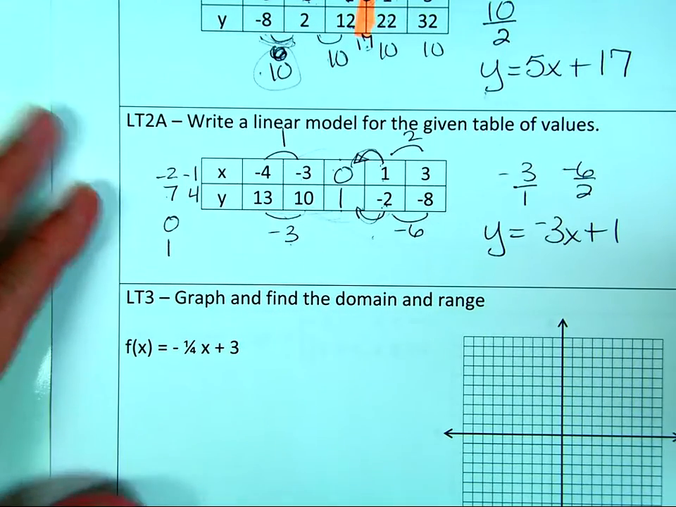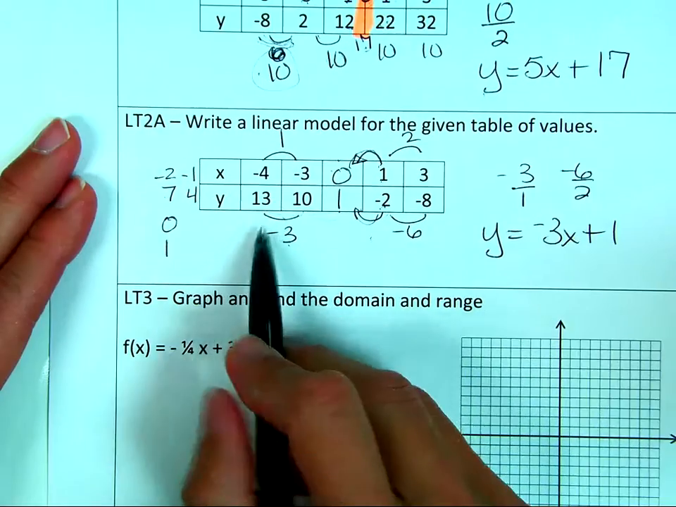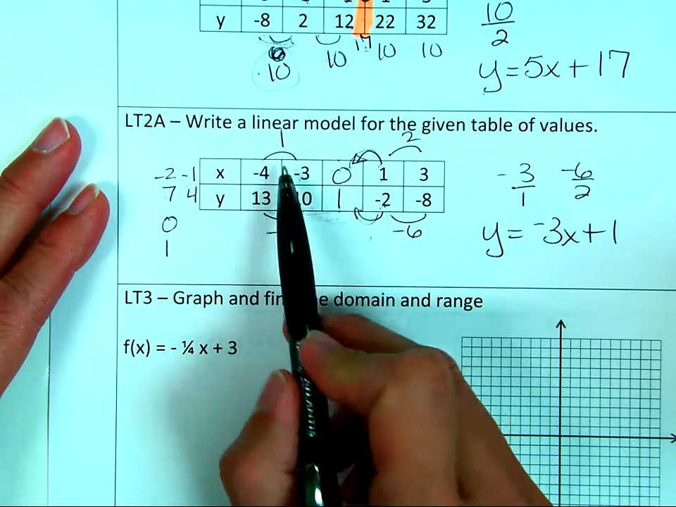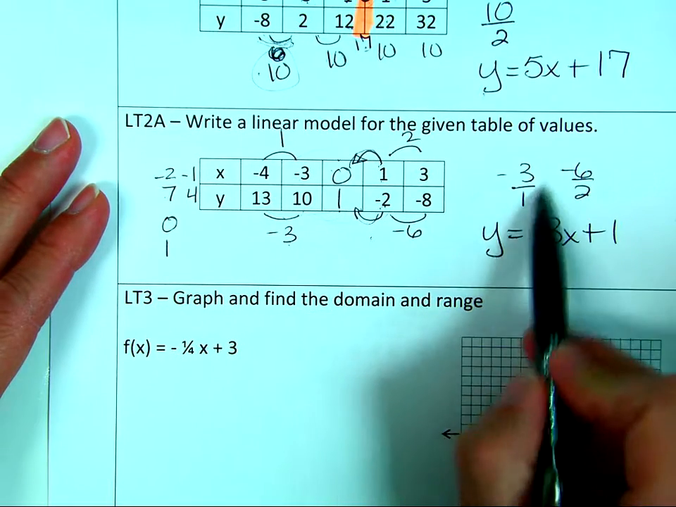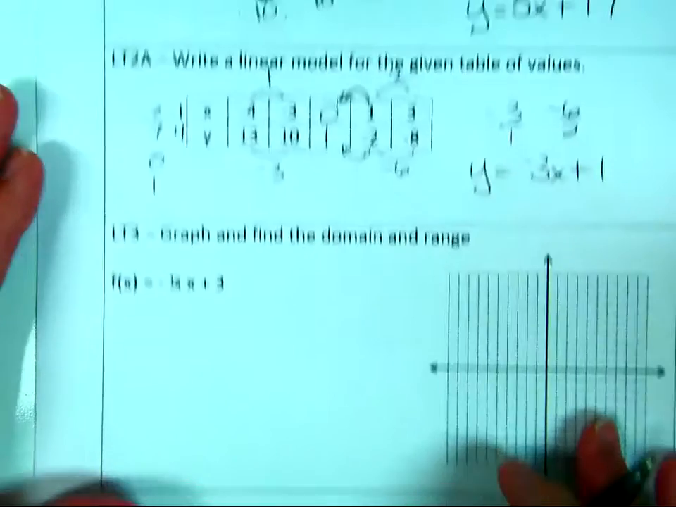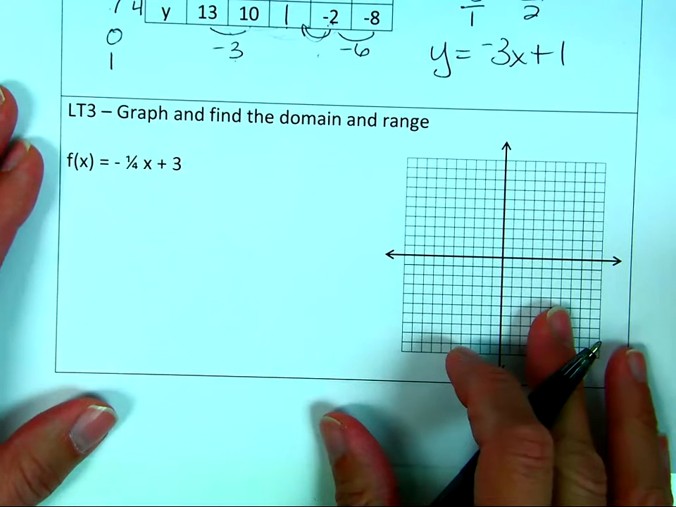So you can figure it out if you just take the time to do it and know that the slope means how many you're going up for each one you go over, when you reduce that slope. Alrighty, on to Learning Target 3, which is to graph and find the domain and range.